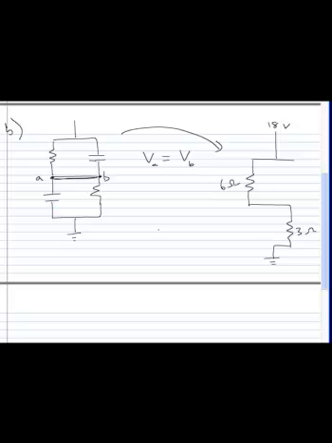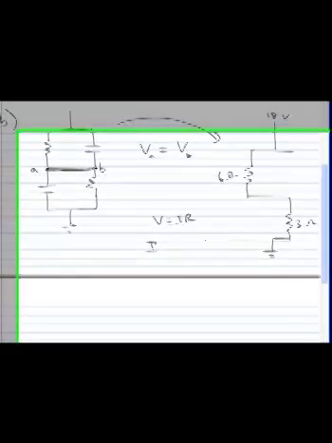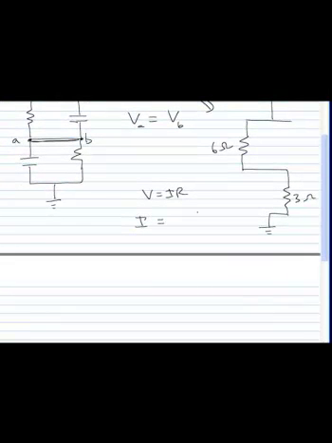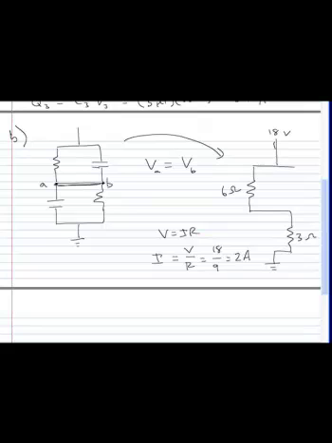So since V is equal to IR, the current through this circuit, once it's hit some steady state condition and the capacitors have reached a steady charge, is the voltage across them over the resistance. That's 18 volts over 9 ohms, which is 2 amps. So I have a 2 amp current flowing through my circuit.